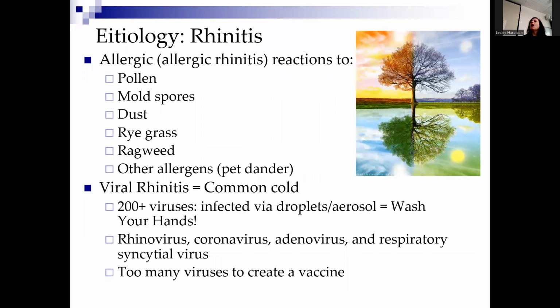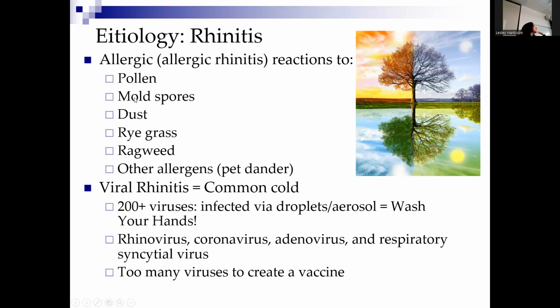Etiology. When we talk about rhinitis, rhino is the root word for the nose, right? And itis is inflammation. So it's inflammation in the nasal area. If we're talking about allergic rhinitis, you will be tested on questions like this: what can trigger allergic rhinitis?